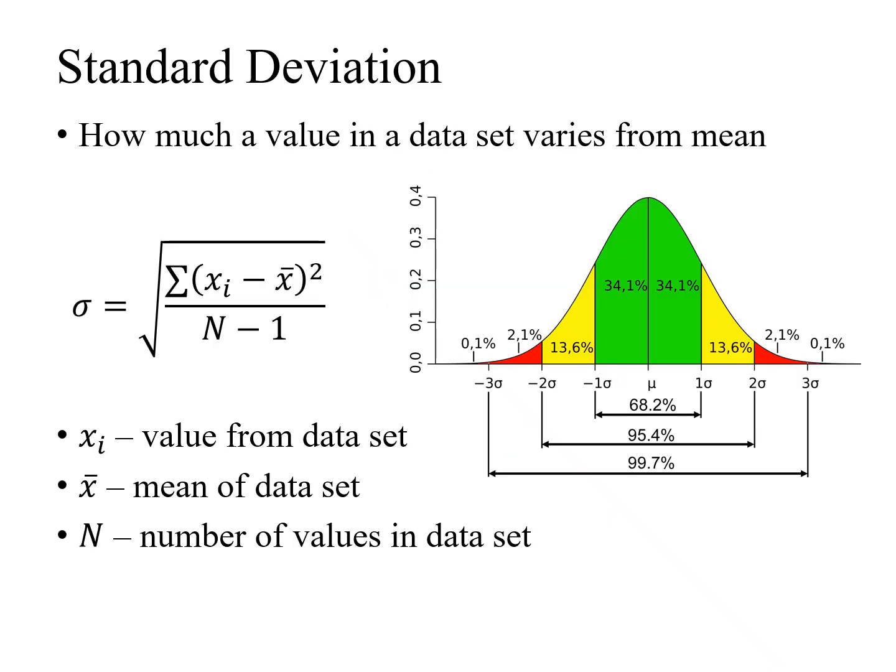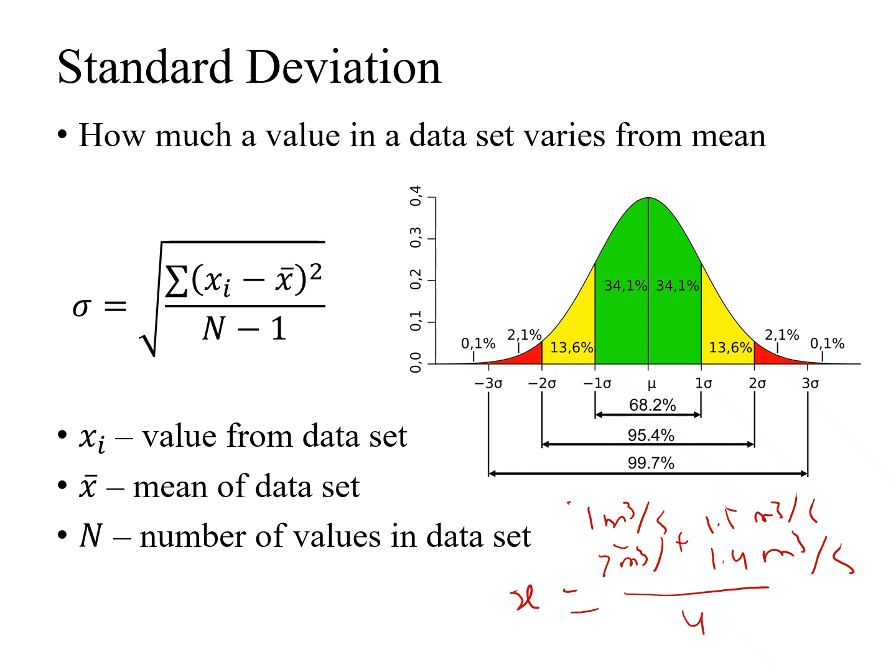So standard deviation. You may have data, maybe you take data in the lab, maybe you are measuring volumetric flow rate, maybe 1 meter cube per second, and then 2 meter cube per second, and then 1.5 meter cube per second, 1.4 meter cube per second. So you take a number of data points, and if you add them together and divide by the number of data you have, so if you add all together and divide by 4, that would give you the mean. So this is the mean.